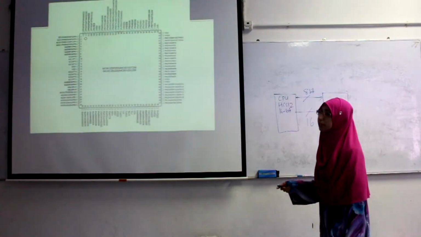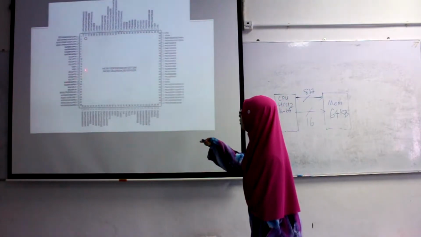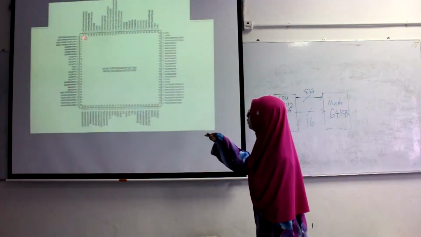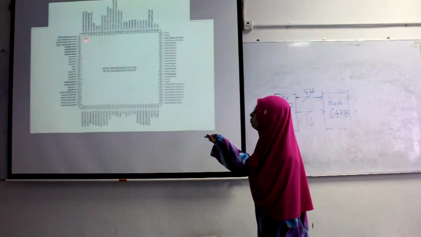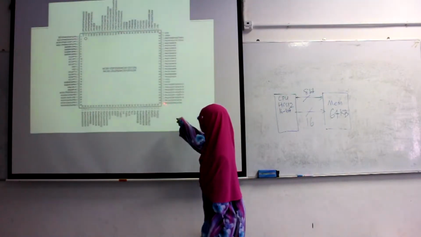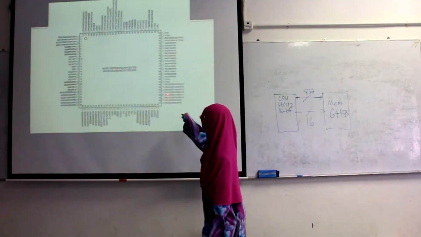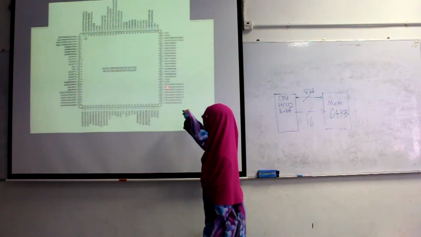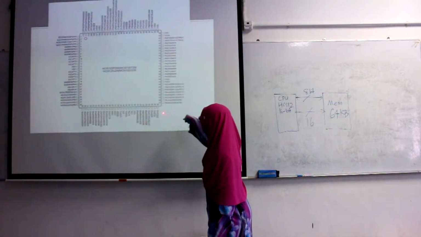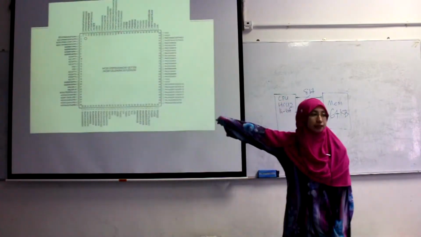Okay, this is the pin assignment. For every port we have the pins. This IC consists of 112 pins. We can see here where port A is. Port A has pins A0, 1, 2, 3, 4, 5, 6, 7 here. This is for port A, and the others we can see with this diagram.